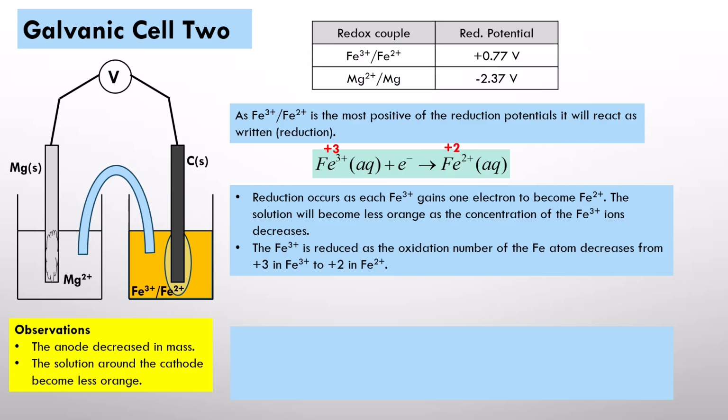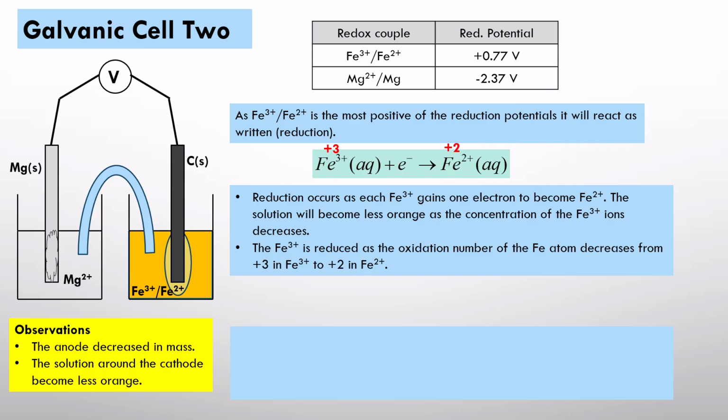The Fe3+ is reduced as the oxidation number of the iron atom that's in it decreases from +3 when it's in Fe3+ to +2 when it's in Fe2+. Notice how I haven't just said it decreases, and I haven't just said it decreases from +3 to +2. I've said it decreases from +3 in Fe3+ to +2 in Fe2+. I've put all of that detail. And I need to make sure that I'm very specific about it: it isn't the Fe3+ that has its oxidation number reduced.